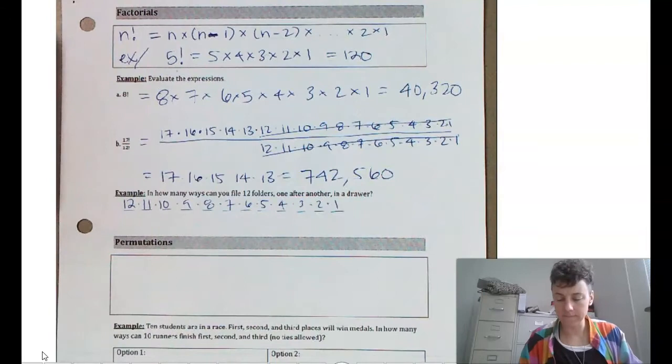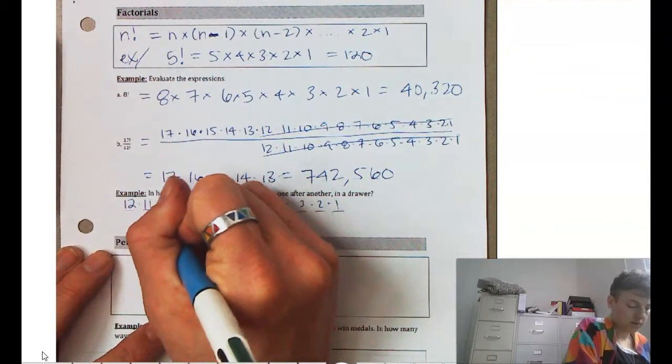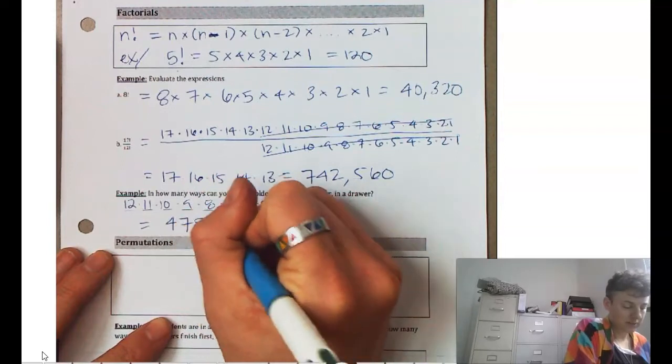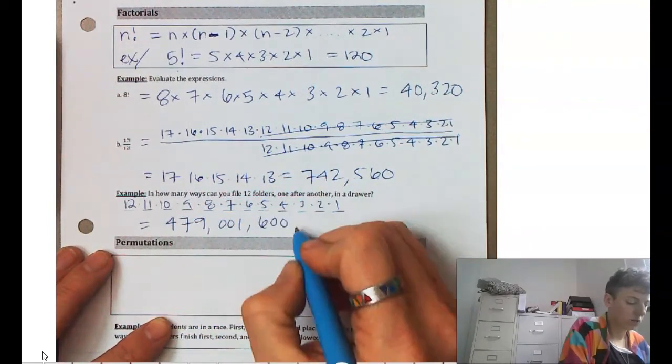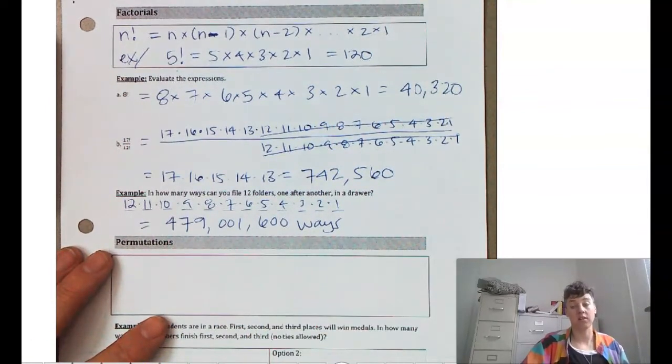Let's see what 12 factorial is. My calculator has a factorial button. 12 factorial. Boom. That's equal to 479,001,600 ways. Wow, that is a lot.